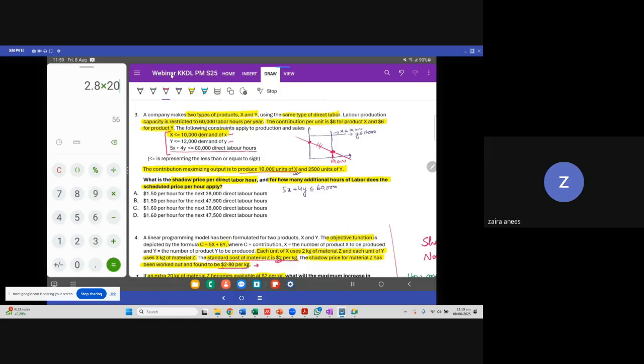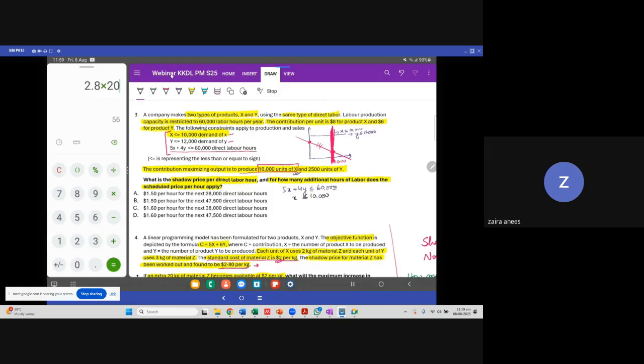point, right? So since the solution says that X is equal to 10,000, that means one point has to be at this point. One point has to be on this line, right? I hope you got my point. And I'm assuming if you are not getting anything, you will ask. X should be less than or equal to 10,000.